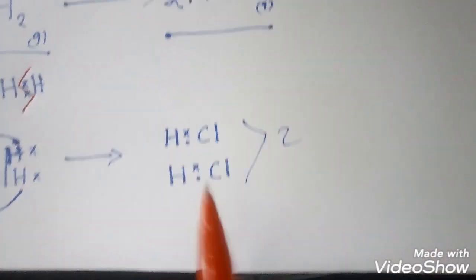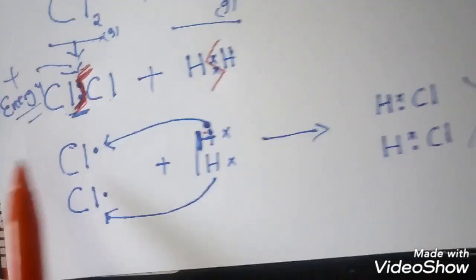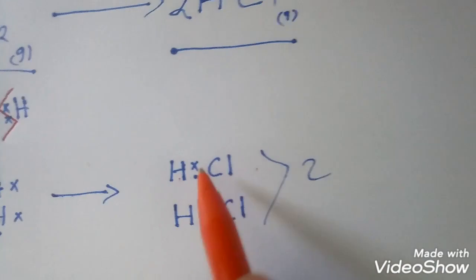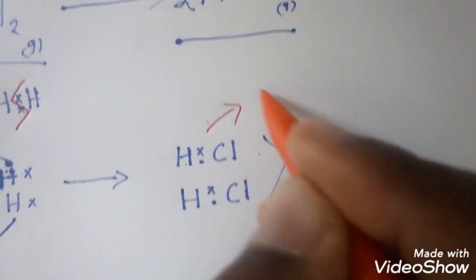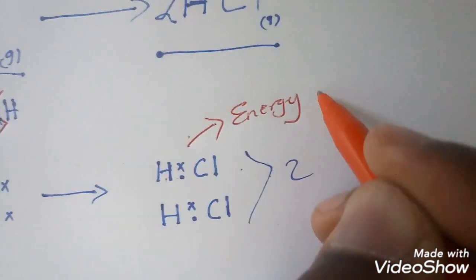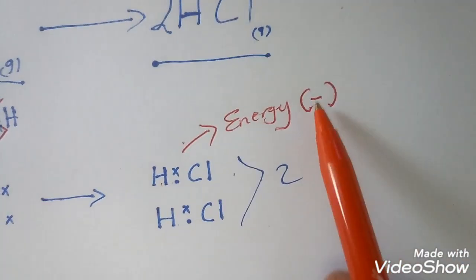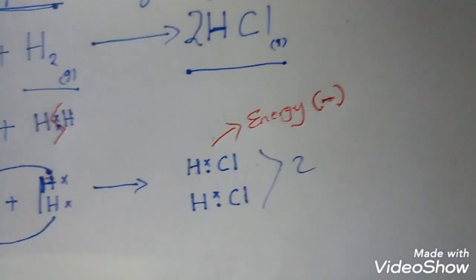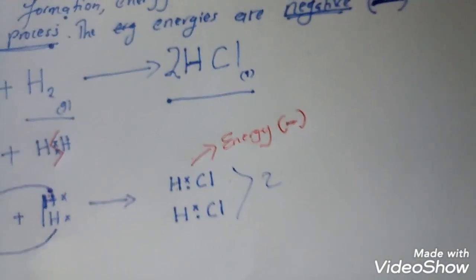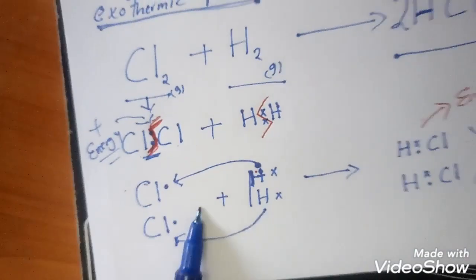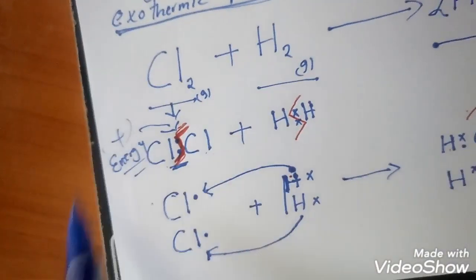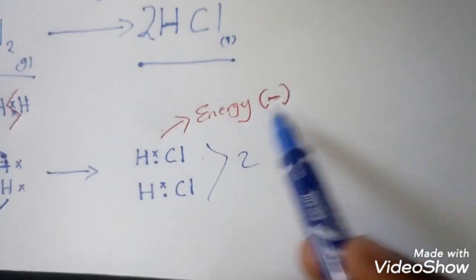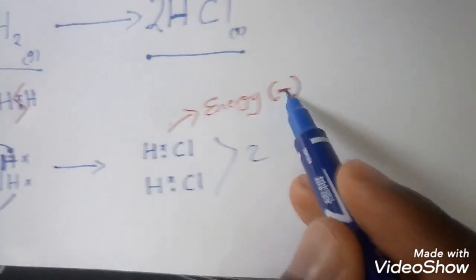So this bond is also broken. When a bond is being formed, that is when hydrogen combines with chlorine to form hydrogen chloride, energy is released. Energy is lost. That is why we give it a negative sign. So I want to believe by now you have understood the basics: bond breaking, endothermic process, energy is absorbed. Bond formation, exothermic process, energy is lost, negative.